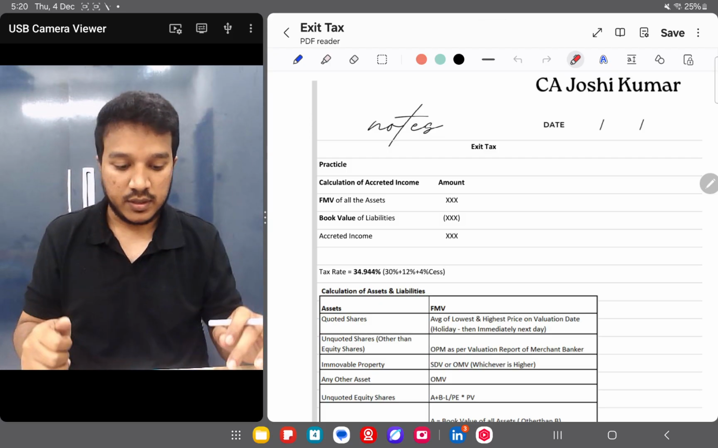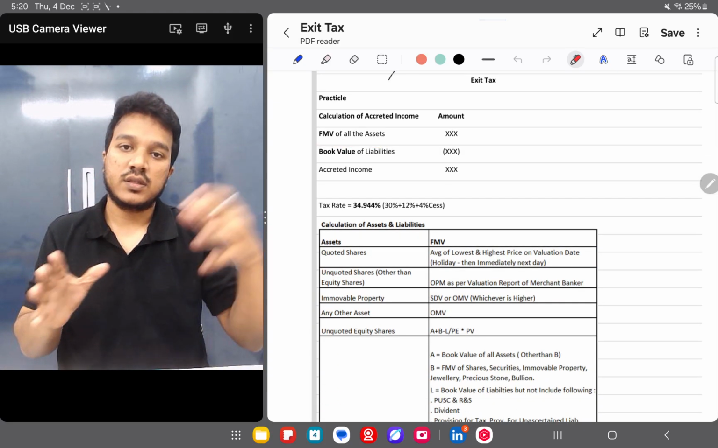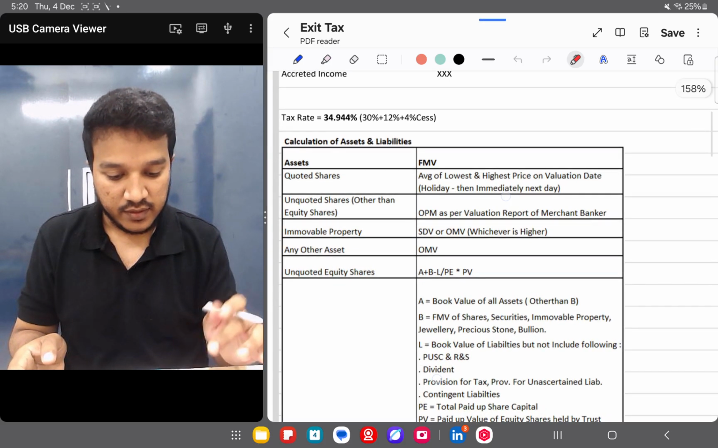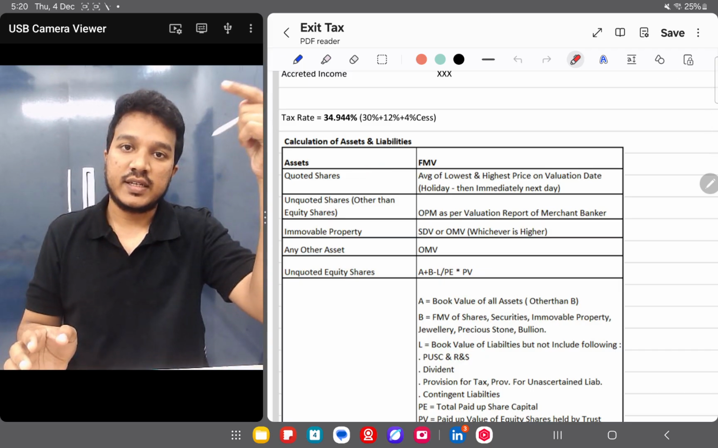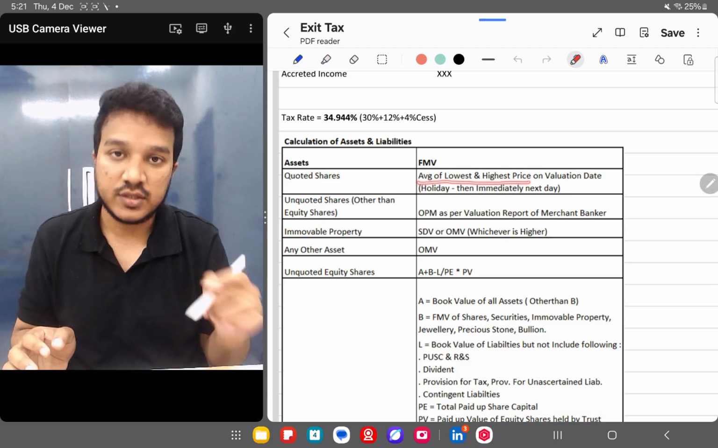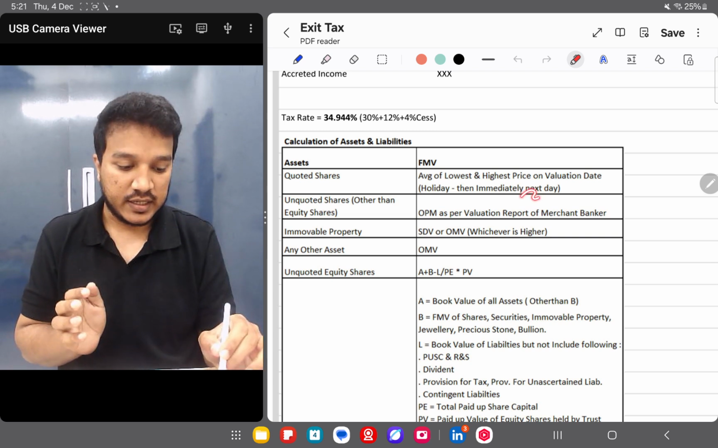Now we will go one step deeper. We will see what the fair market value of assets is. Like different assets, there is a different way of calculating fair market value. Okay, so first, if it is quoted shares, meaning listed shares, you will take the average of the lowest and highest price on the valuation date. In case that day is a holiday, then take the immediately next day.